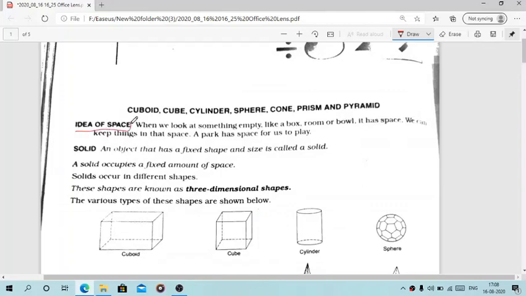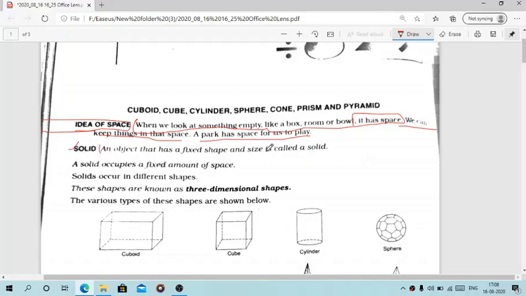Idea of space. When we look at something empty like a box, room or bowl, it has space. We can keep things in that space. A park has space for us to play.